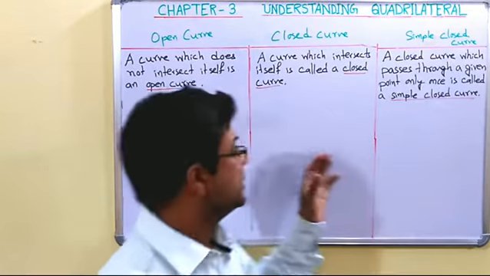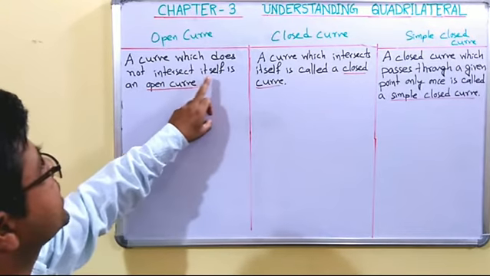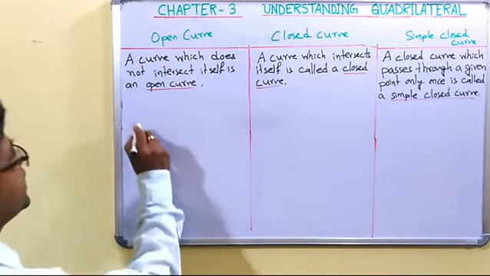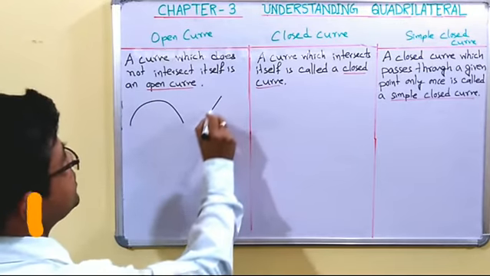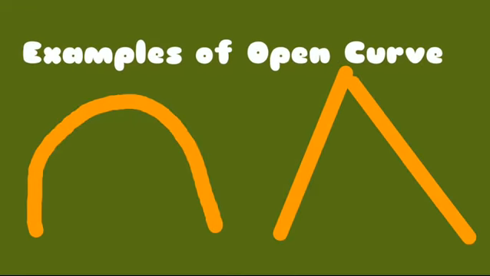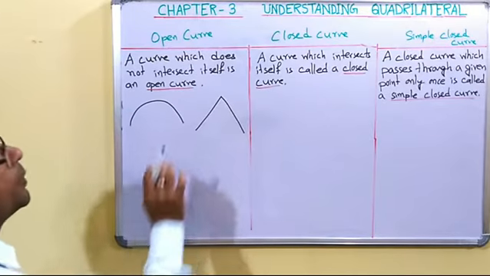Here, what is an open curve? A curve which does not intersect itself is an open curve, like this. This is an open curve. This is also an open curve. Here you can retrace like this. Okay, from here if we start, these are open curves.